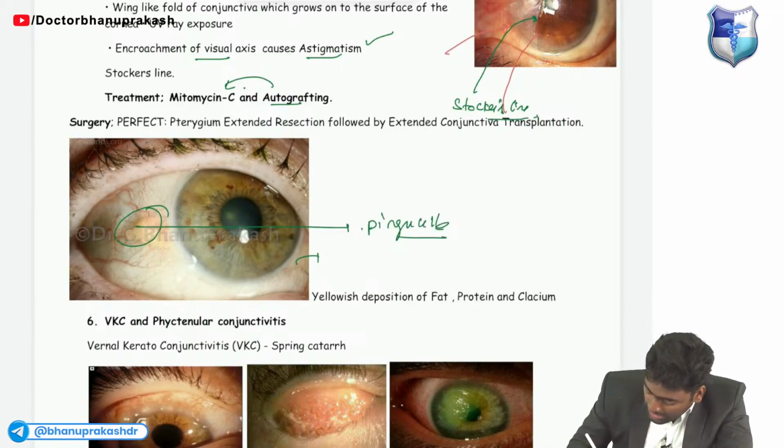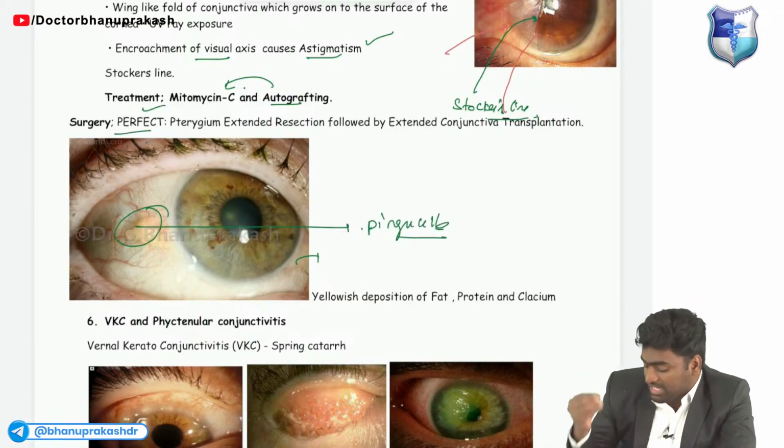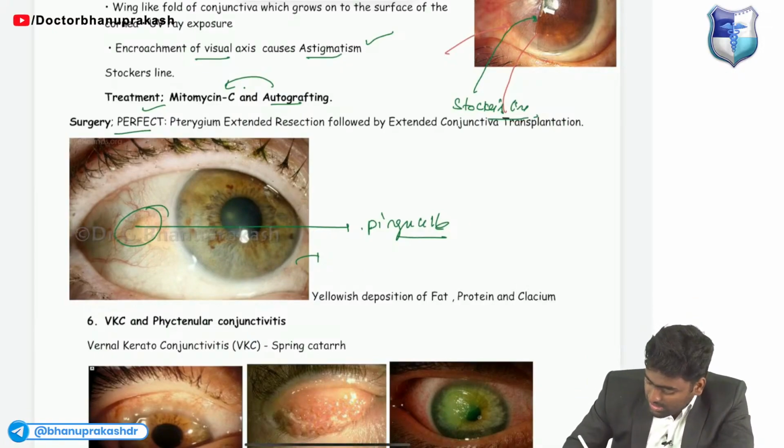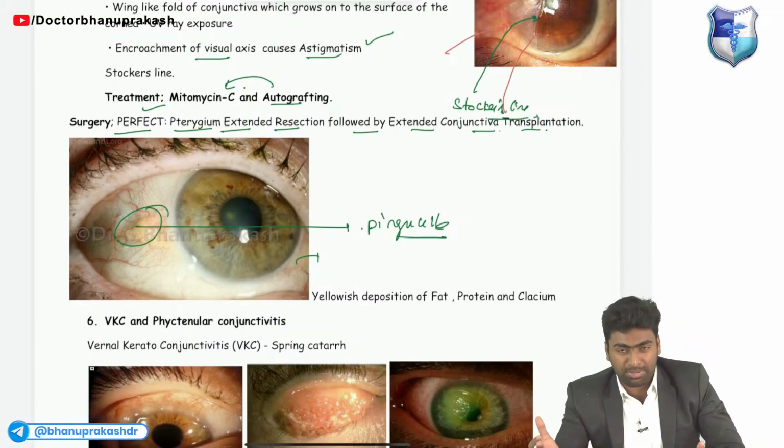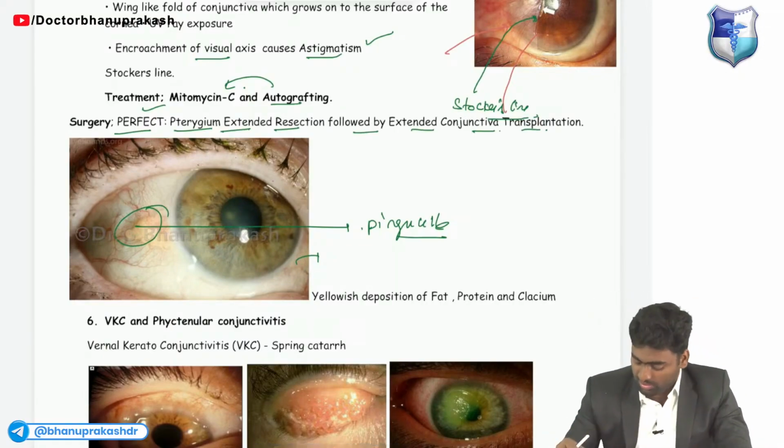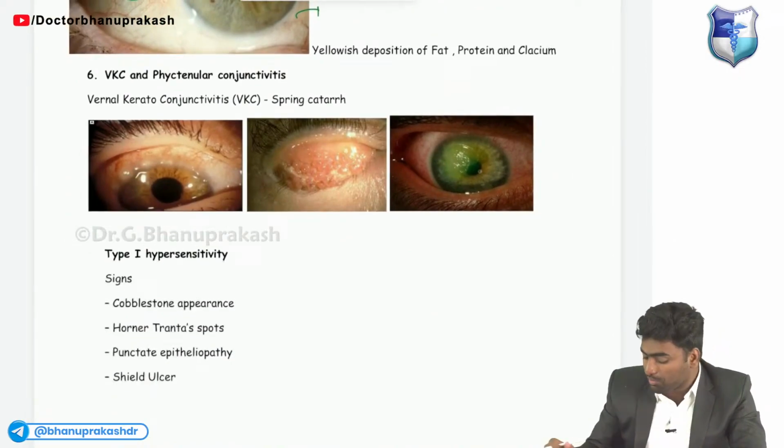Okay. And now one surgery we use for pterygium is known as pterygium extended resection followed by extended conjunctival transplantation. So it is a simple transplantation only, but it is given an extensive name. Okay. And next we see a few important conditions.